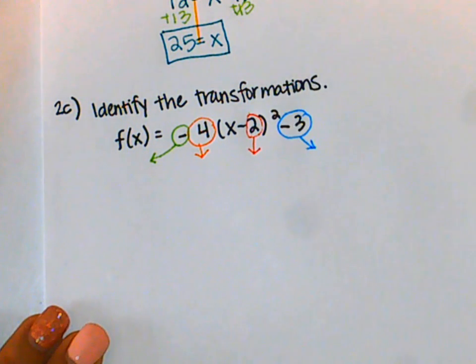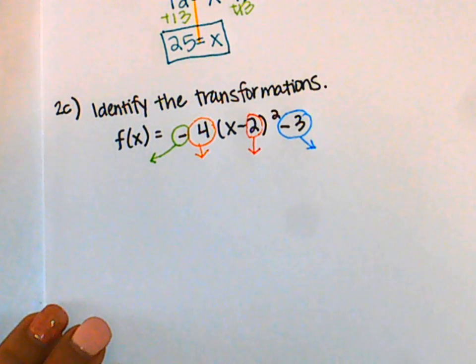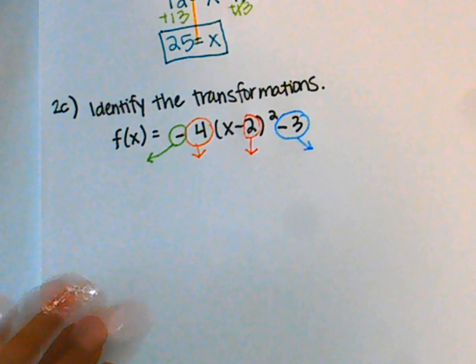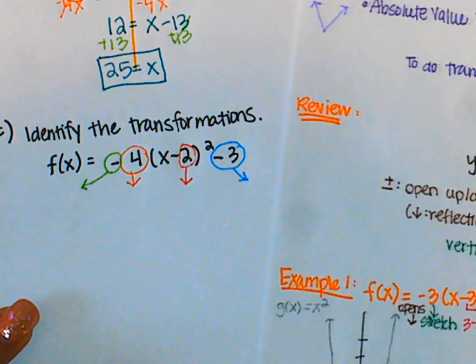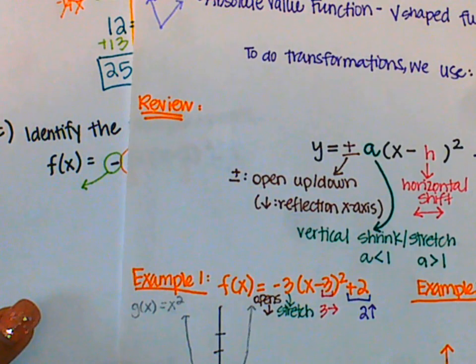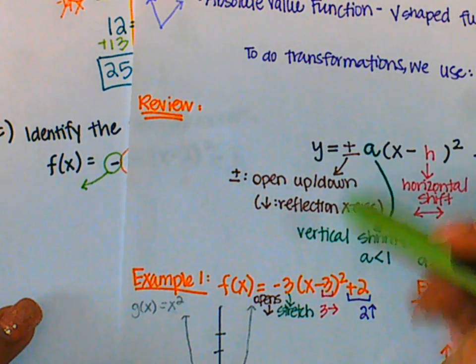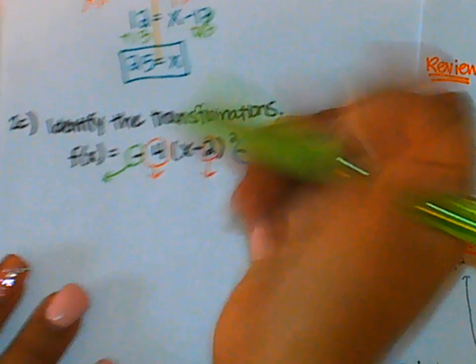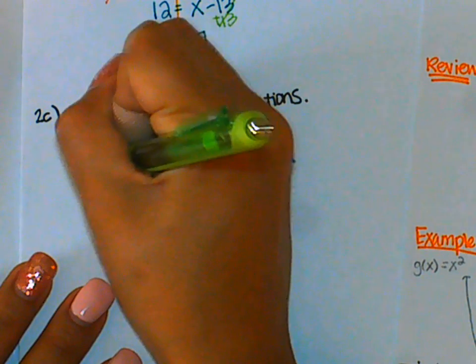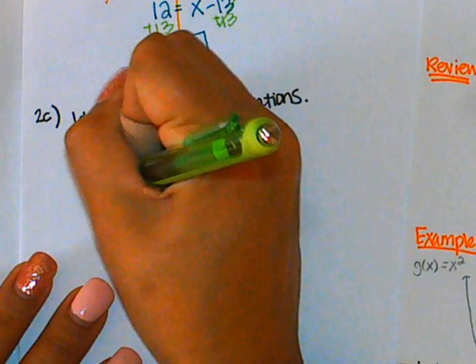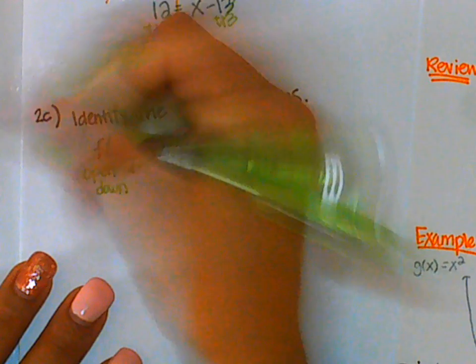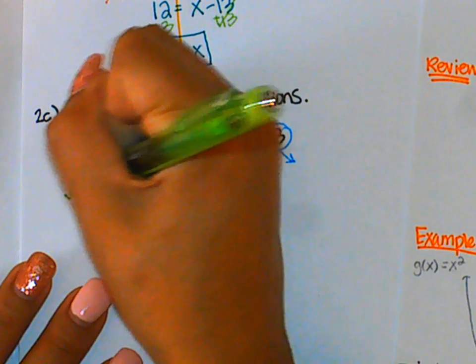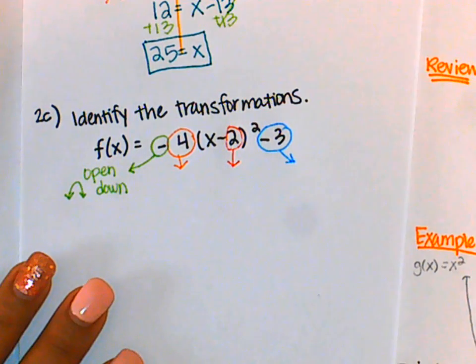So let's start off with that negative 2. If we look back at our notes, the negative number in the front will tell us whether our parabola will open up or down. So since this is a negative, that tells me that it's going to open down, meaning it'll look something like this if I did a rough sketch.